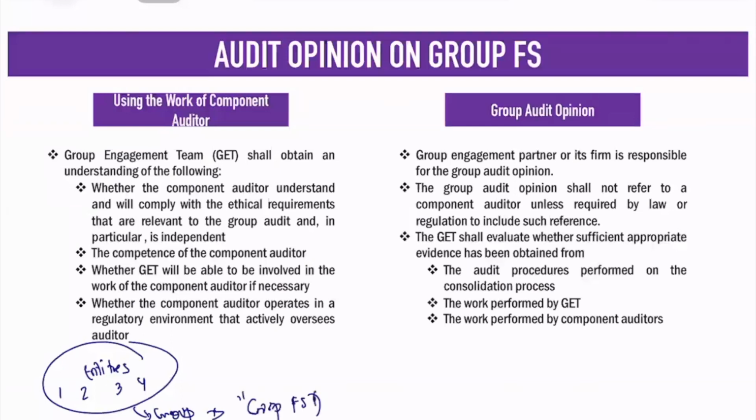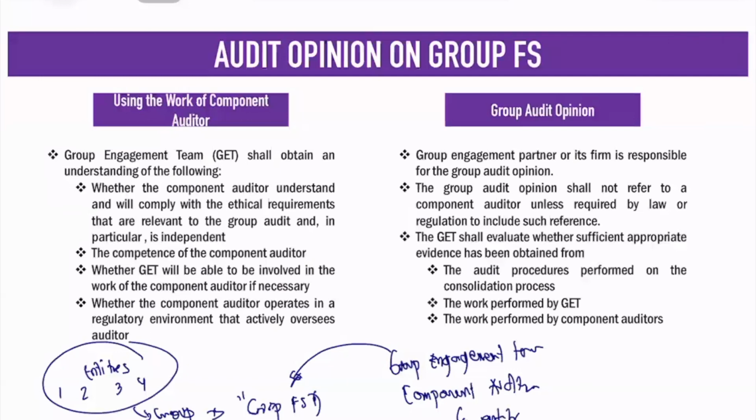In a group financial statement, generally, we have your group engagement team, and then we have your component auditor. So who is the group engagement team? That is the one in charge over the group FS. And the component auditor is the auditor of the entity itself. Let's say entity 1, the auditor of entity 1.